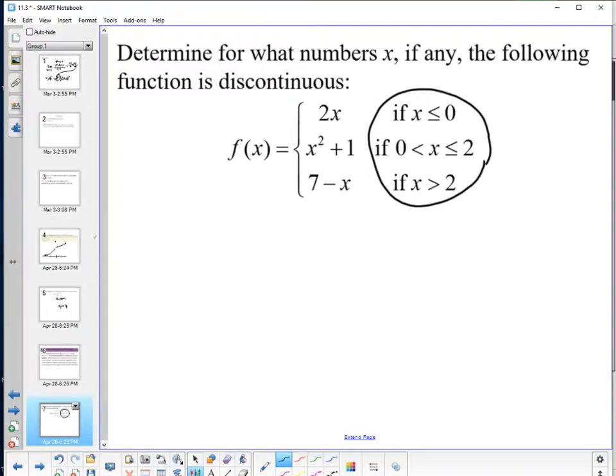Does that make sense? Because you could have it in such a way where it just happens that my switch from 2x to x squared plus 1 picks right up where the other one's at. But sometimes it doesn't. It jumps to a different y value. So try to figure out if there's discontinuity at any one of these places. And you're going to find that it just might.